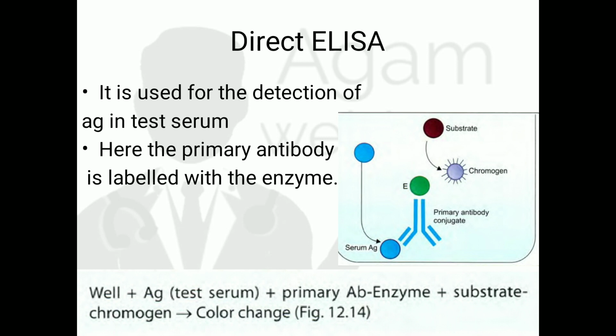Okay, what happens? We can see. First, in the well, test serum is added that contains the antigen. Next, we are adding the primary antibody that is labeled with the enzyme. Okay, next substrate chromatin is added, then there is the production of color, which is read by the ELISA reader. Okay, this is the principle of direct ELISA.